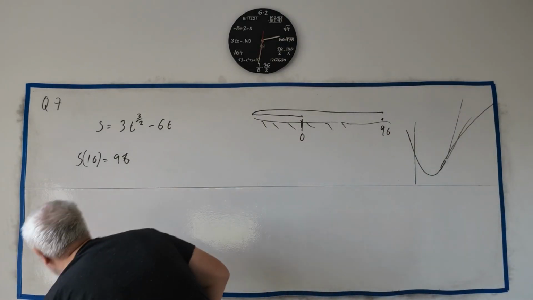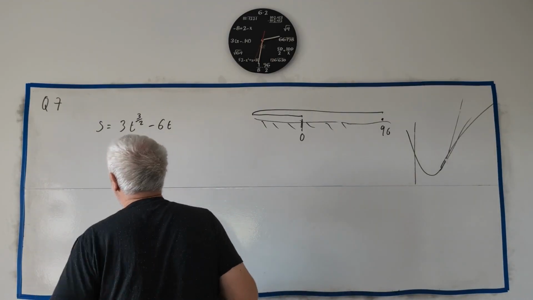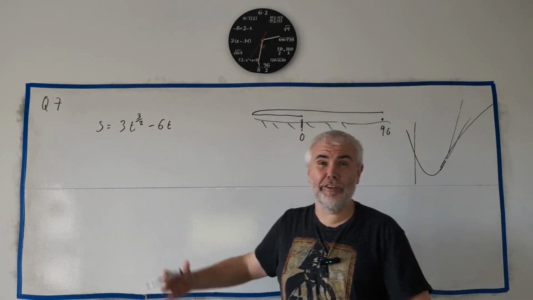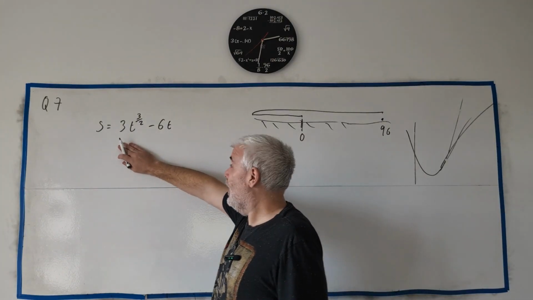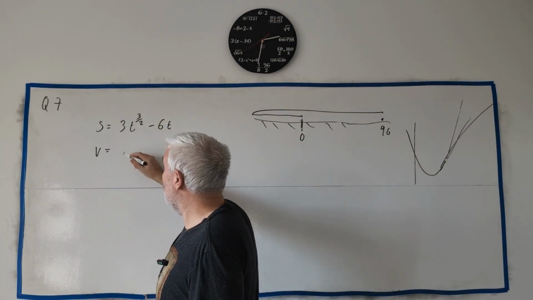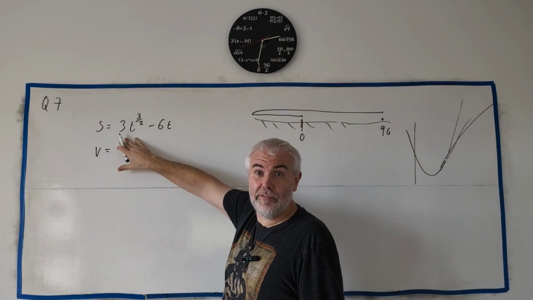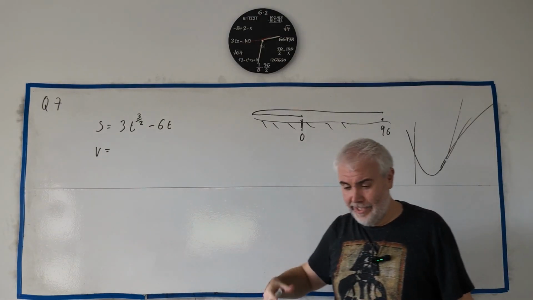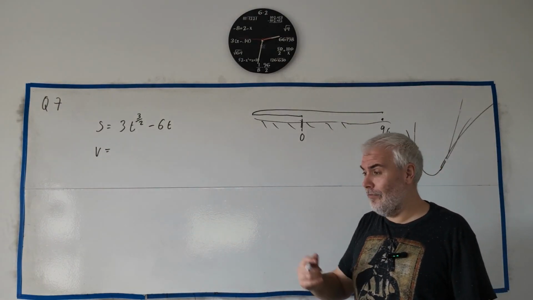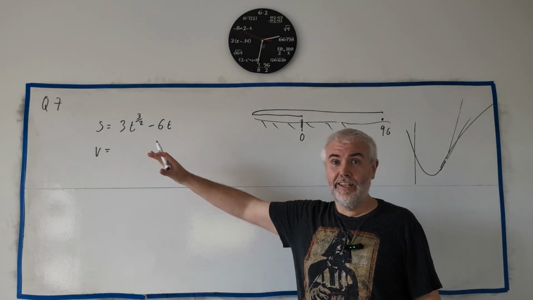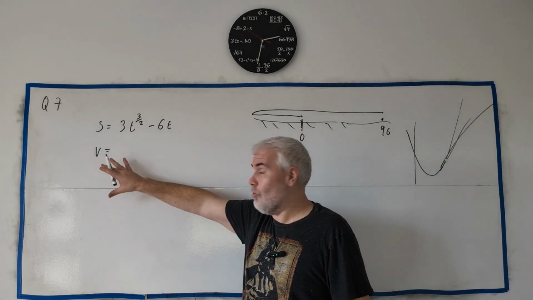Also at this point, I'll just rub this out. Actually, the very first thing I would have done in this question, when I saw this, I would have just written down v is equal to the derivative. Because, well, I do this all the time in physics.